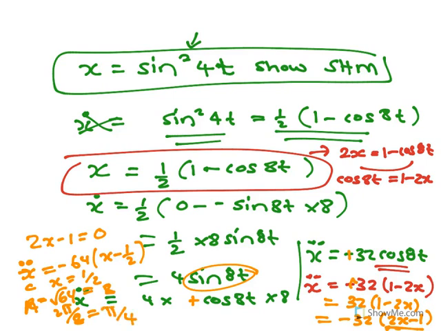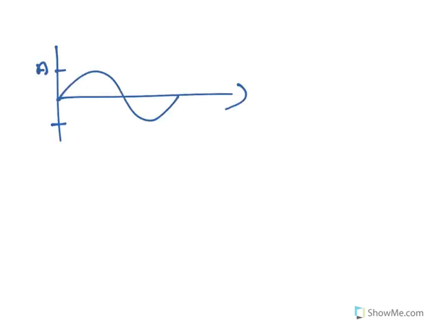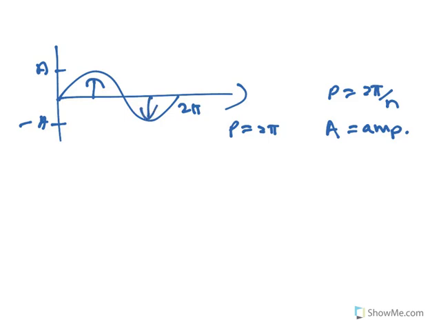Yeah, and looking at the amplitude of this one, you're better off looking in this form here, because that's your basic cos graph, so the amplitude would be a half. Now, with simple harmonic motion, if you look at your basic graph, there's your amplitude, minus A. This is 2 pi, so your period's 2 pi. Your period is 2 pi on n. Your amplitude is the A, which is how far above and below the central position it is.